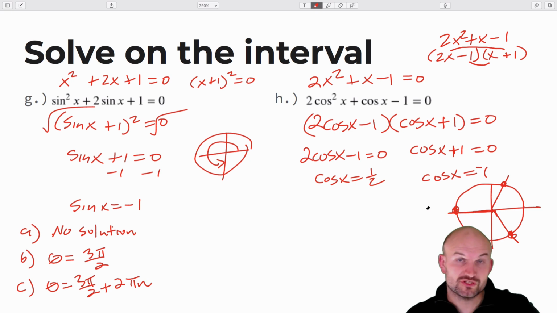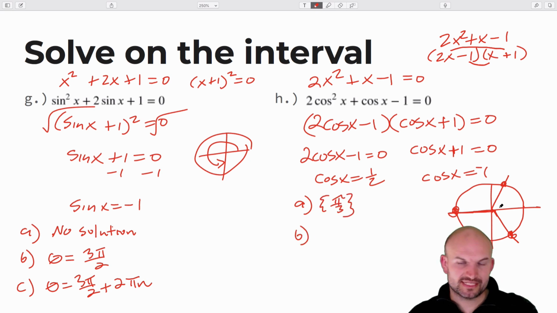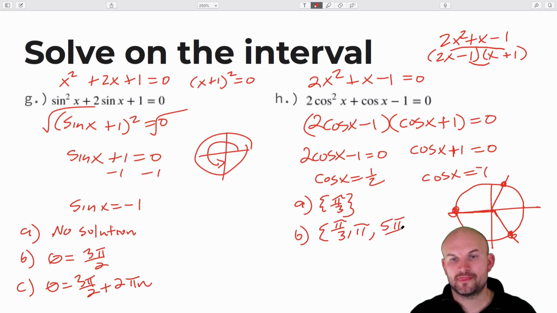So as far as my solutions go from 0 to pi, again, this is not included on the interval. So for A, my only solution here is going to be pi over 3. For B, my solution between 0 and 2 pi is going to be the angles pi over 3, pi, and 5 pi over 3.